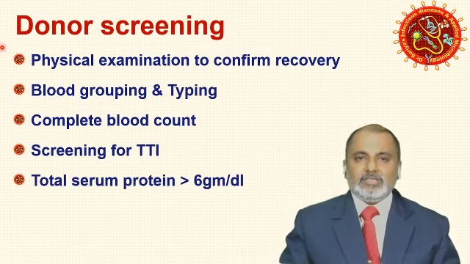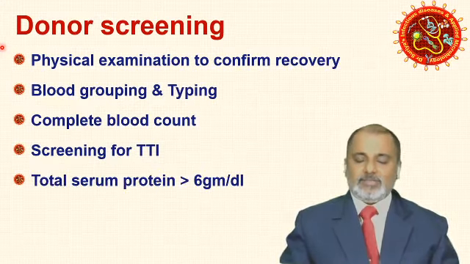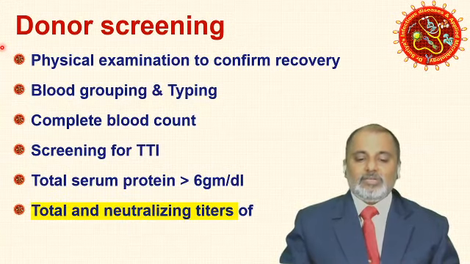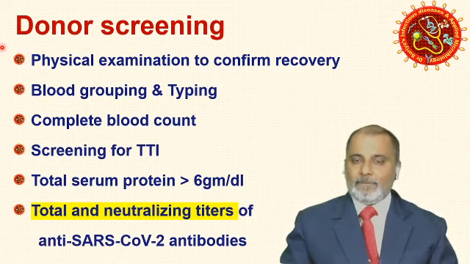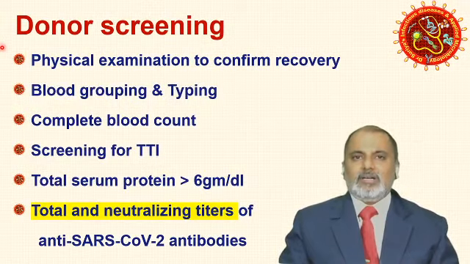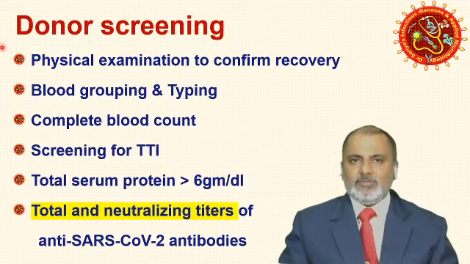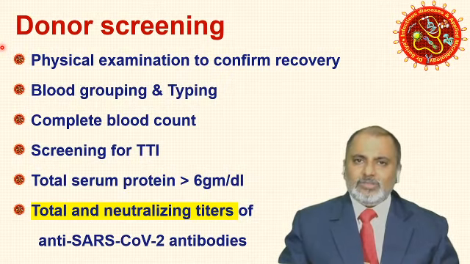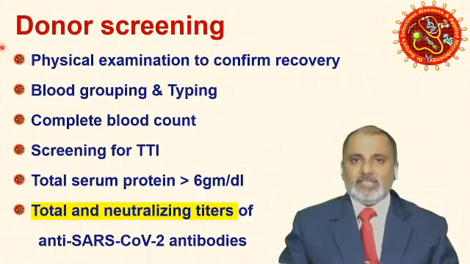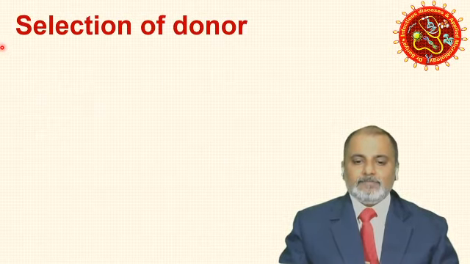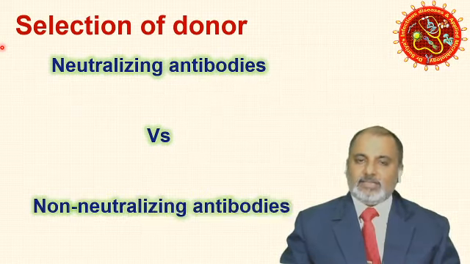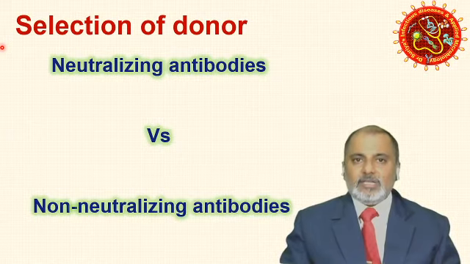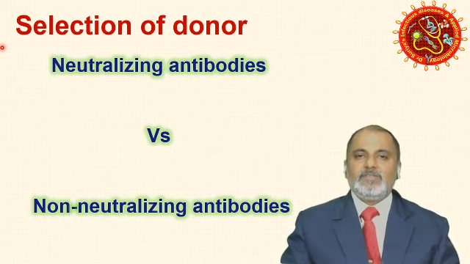Next, total serum protein should be more than 6 grams, and total and neutralizing titers of anti-SARS-CoV-2 antibodies. Now you may have a doubt. I can understand what SARS-CoV-2 antibodies are. That means antibodies produced against the virus. What are total and neutralizing antibodies? Just recollect our basic microbiology. There are 2 types of antibodies, neutralizing and non-neutralizing. What does it mean? A neutralizing antibody means an antibody which interferes with the infectivity of the virus.